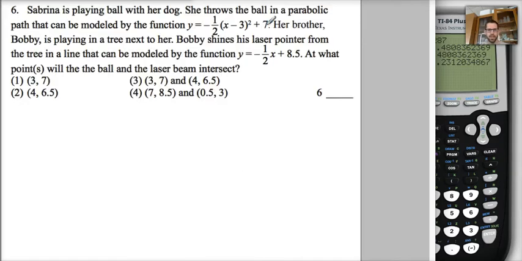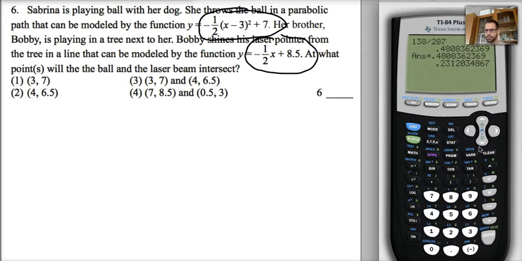For number 6, it says Sabrina is playing with her dog, and there's this parabolic path. Okay, the ball is traveling in a parabola shape. Her brother Bobby is playing in a tree next to her. He shines his laser pointer from the tree in a line that can be modeled by this function. At what points will the ball and the laser beam intersect? So I just want to know when this equation here and this equation here are going to intersect. I want to know when they're going to be equal to each other.